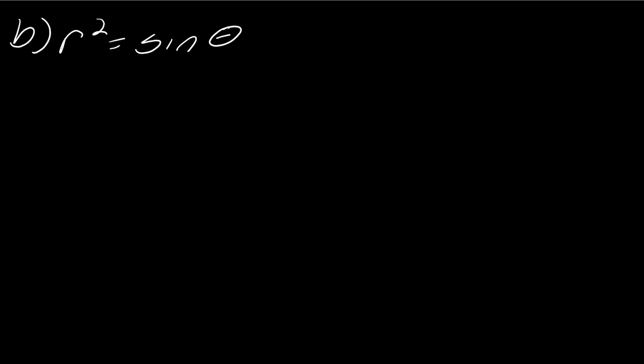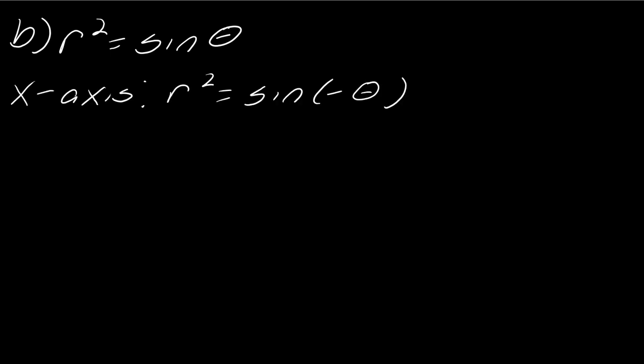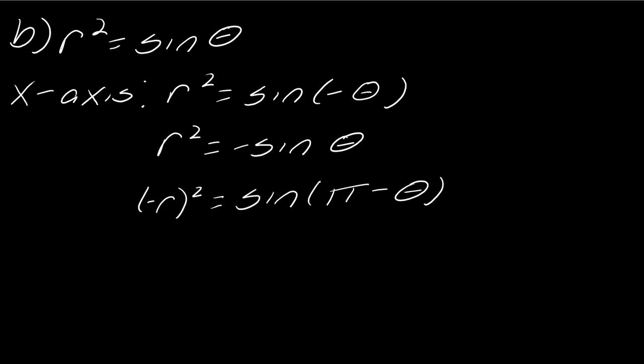Okay, so let's try that again for r squared equals sine theta. Let's start with x-axis symmetry, and we're starting with r squared equals sine of negative theta. And so we can see right away that this will be r squared equals negative sine theta, so this will not work.